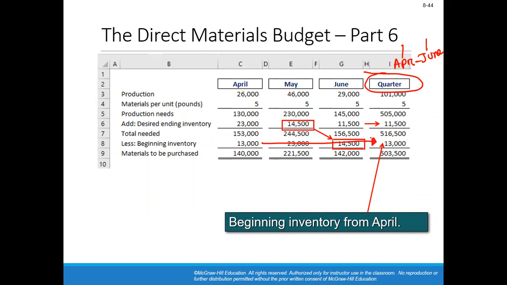So don't make such kind of mistake. You might think that it is altogether the summation of all of this, but not always. For the ending inventory, as I said, which month does it end with? June. So the ending inventory of 11,500 should be the ending inventory of this quarter.